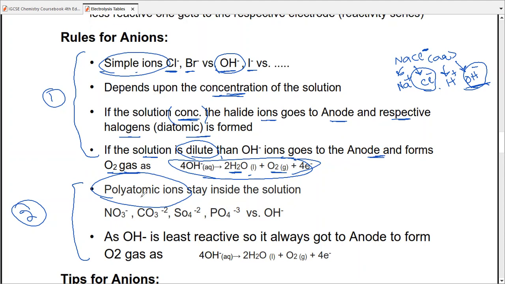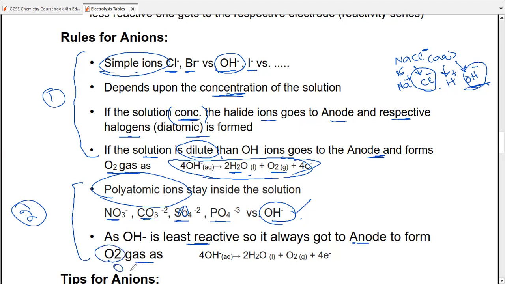If there are polyatomic anions, let's say the system is composed of nitrate ion, carbonate ion, sulfate ion (this O is capital, he made a mistake while writing it), phosphate ion, and when they are compared with OH negative, polyatomic ions means ions that are made up of many atoms. As you can see, NO3 is made up of 4 atoms, CO3 is made up of 4 atoms, SO4 is made up of 5 atoms, PO4 is made up of 5 atoms. So in case of polyatomic ions, OH negative is also always the least reactive. So it always goes to the anode and forms oxygen gas.